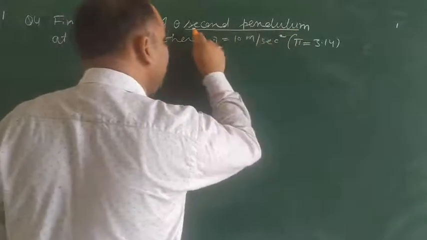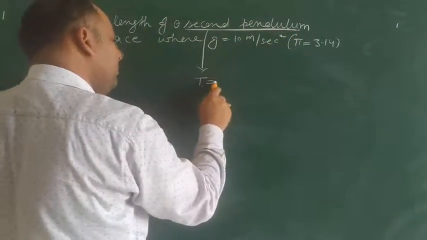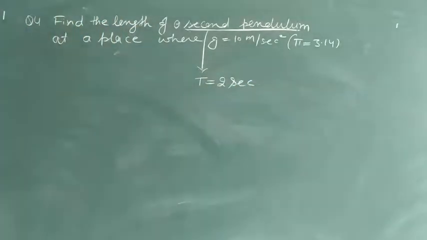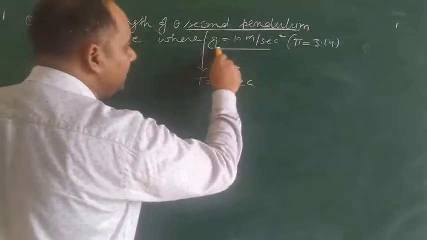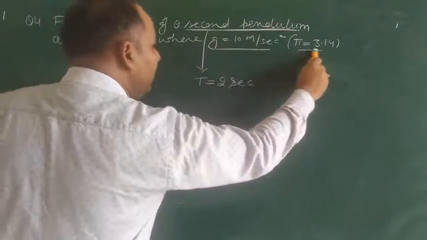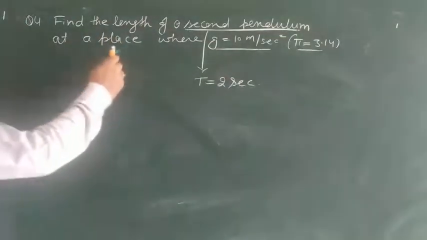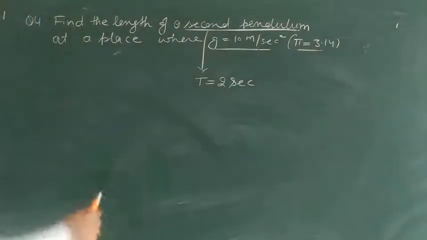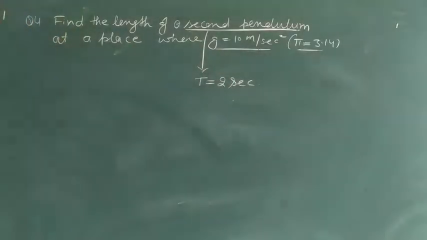Length of second pendulum. Second pendulum means the time period of the pendulum is 2 seconds, at a place where g is equal to 10 meter per second square and the value of pi is 3.14. We have to determine the length, and the time period of this pendulum is given. That time period is 2 seconds because the pendulum is a second pendulum.